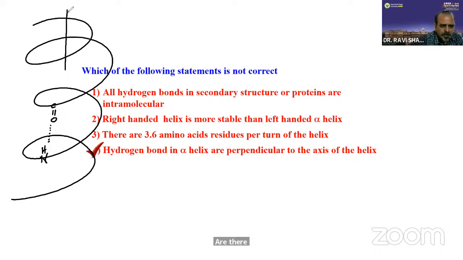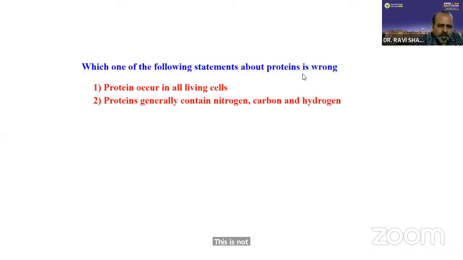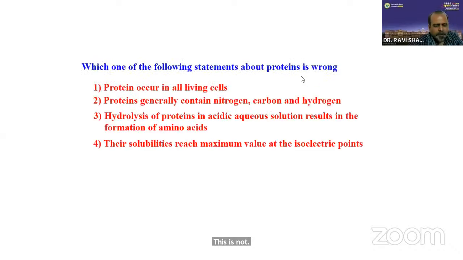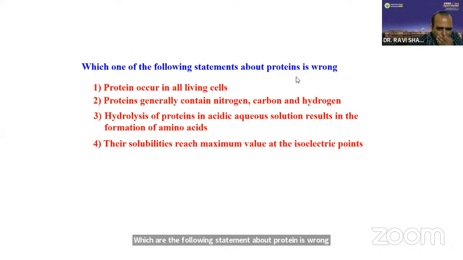This is not perpendicular, this is parallel to the axis. Which one of the following statements about protein is wrong? Proteins occur in non-living cells. Proteins generally contain nitrogen. Hydrolysis of protein in acidic aqueous solution results in formation of amino acids.